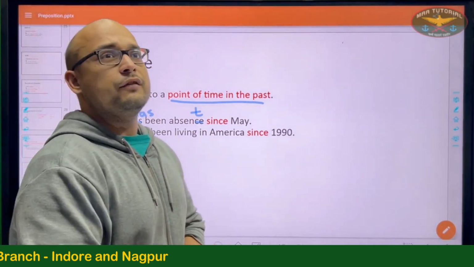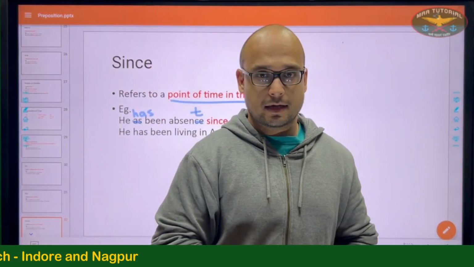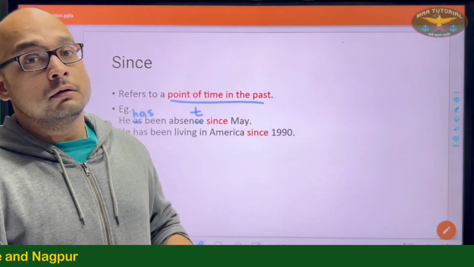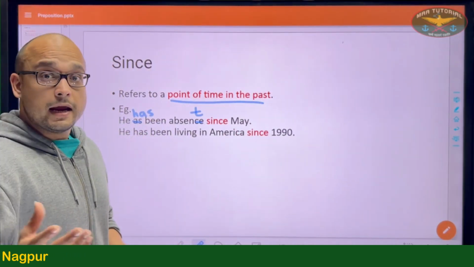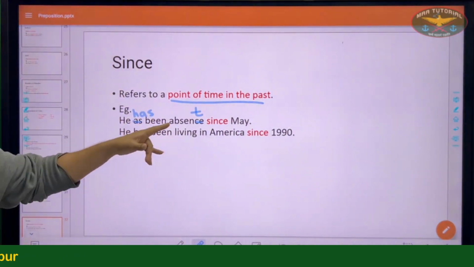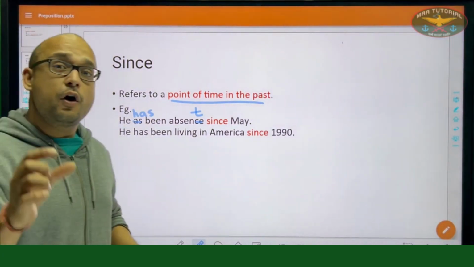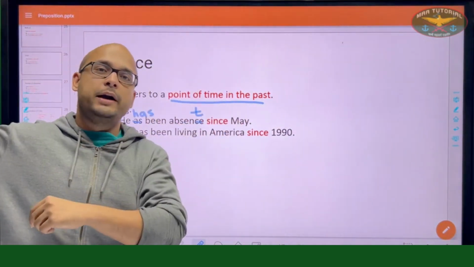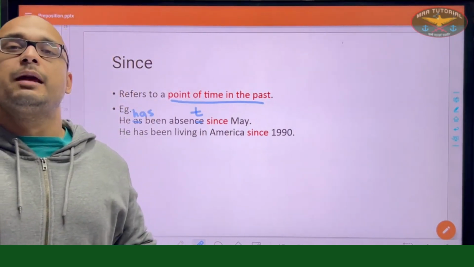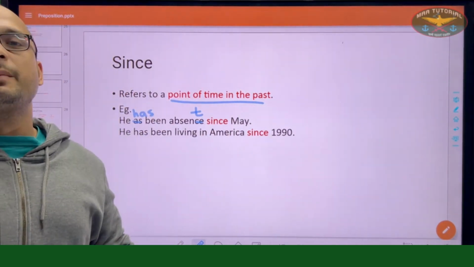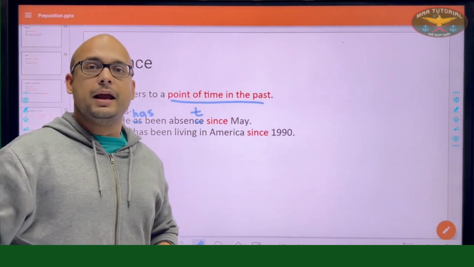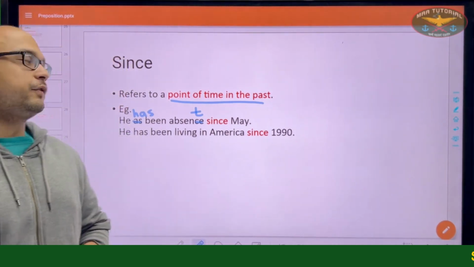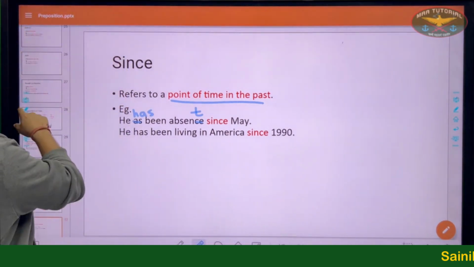So let's say he has been absent since May last and it is January now. How many months has it been? 8. So he has been absent since May, but he has been absent for 8 months. So for a period of time, since a point of time. Now May is a point of time in the past. He has been absent since May, but he has been absent for 8 months. 8 months is a period of time. May is a point of time.